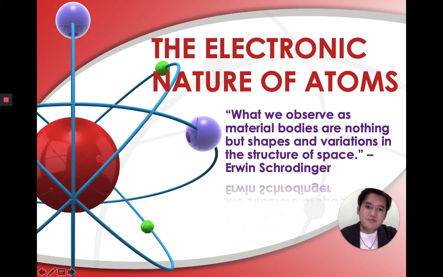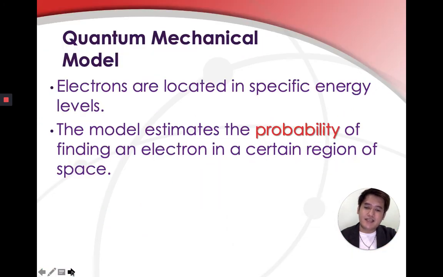Hi, we are back on our discussion on the electronic nature of atoms. In the first video, we were talking about the different concepts and important events that led to the development of the quantum mechanical model. And we said that in the quantum mechanical model, the electrons are located in specific energy levels, and it gives us an estimate of the likelihood or the probability of finding an electron in a certain region of space. Now, another development found in the quantum mechanical model is that it doesn't talk about orbits anymore.